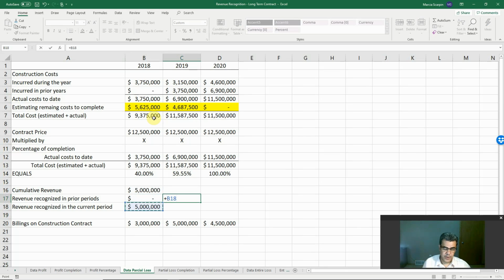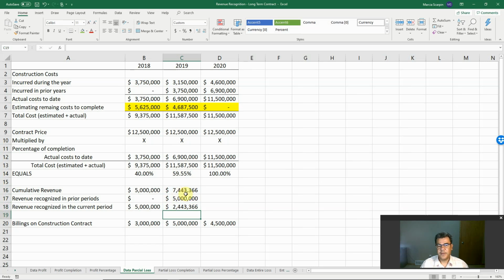So the second year, the prior year is our cumulative revenue from the first year. Cumulative revenue for the second year is 12.5 times 59%. So this 7 million here is not the revenue of the second year, it is the cumulative revenue. So the revenue of the second year will be 7 million less 5 million, so 2.4 million. We can also find it based on this formula here.